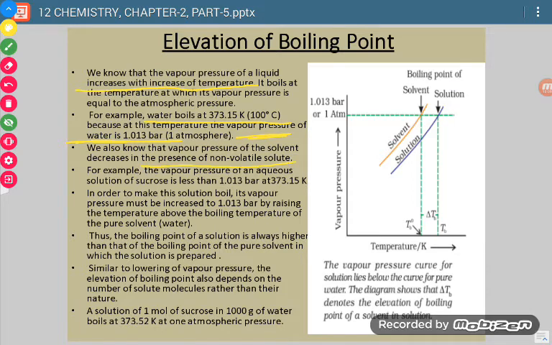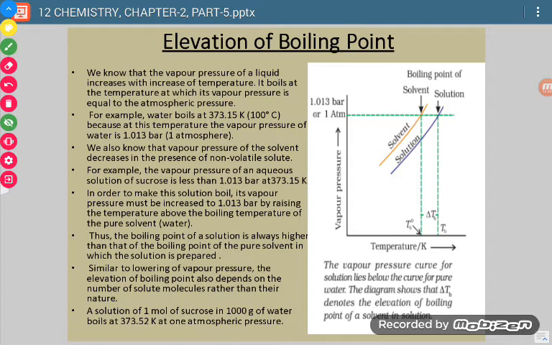Now when we talk about a solution in which a non-volatile solute is added, its vapor pressure value will decrease. It means we have to heat it for longer, so that there is an increase in vapor pressure, and that vapor pressure becomes equal to atmospheric pressure, and only then will the solution boil.